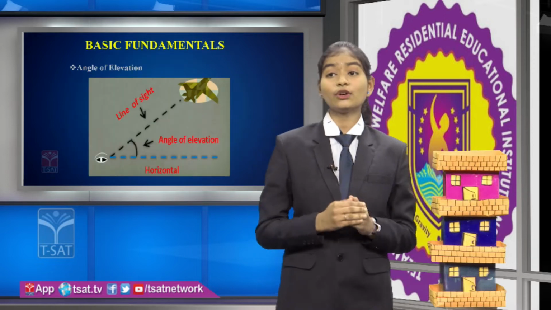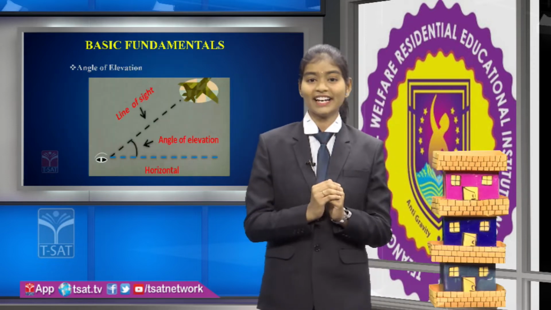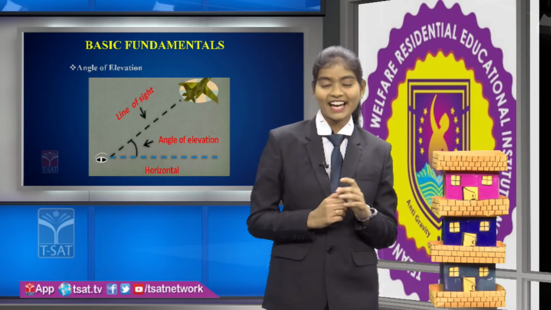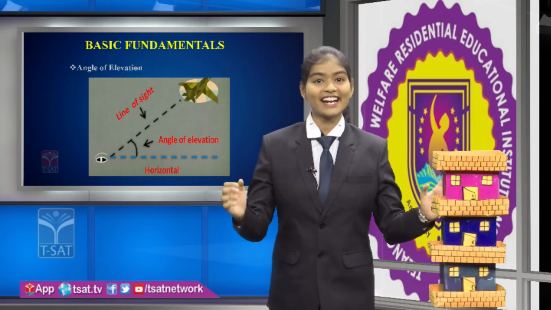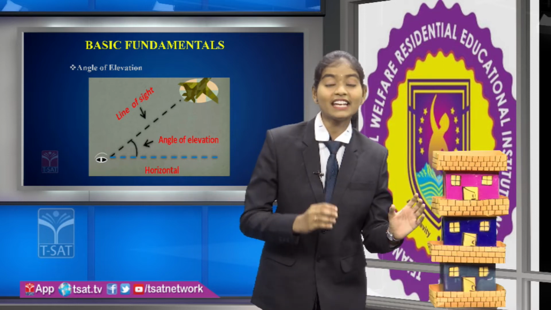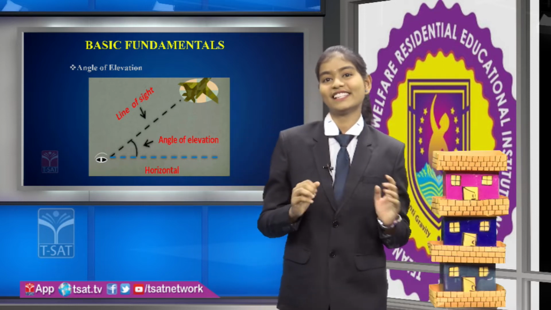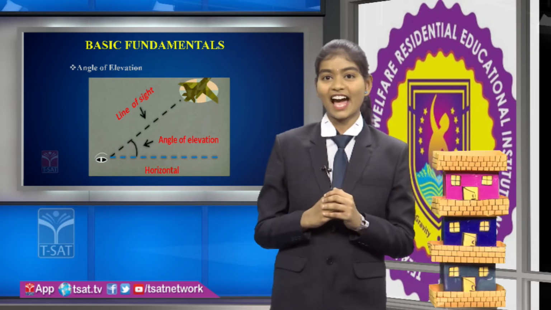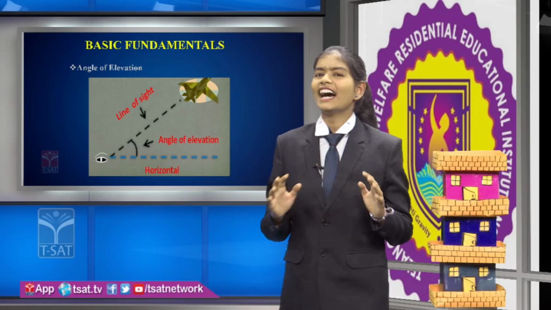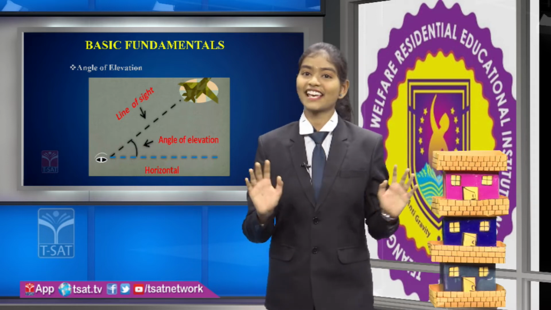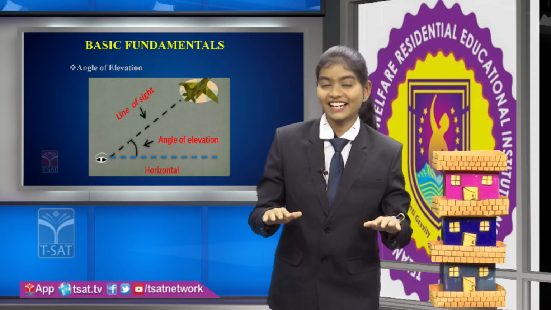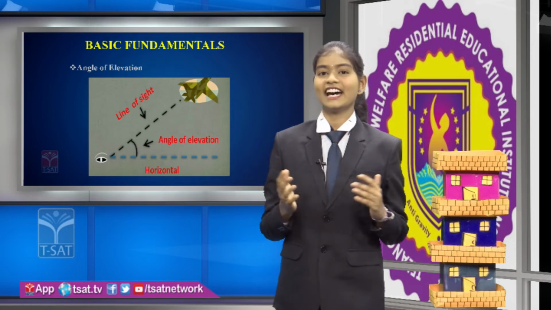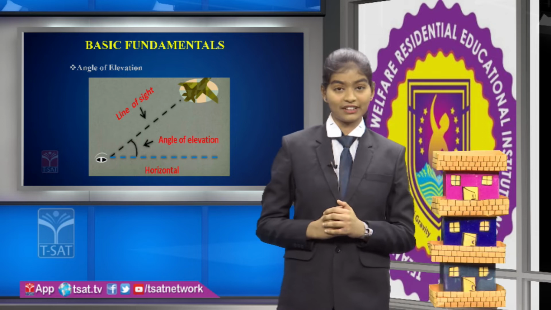Now, let us know the basic fundamentals of trigonometry. First, let us know what is line of sight. Line of sight is the distance between the observer's eye and a distant point. Now, let us know what is angle of elevation. Angle of elevation is the angle between the horizontal line and the line of sight which is above the horizontal line.